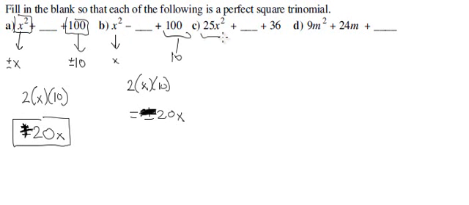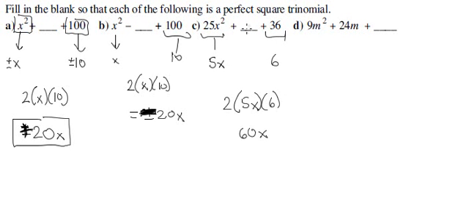Here, the square root is 5x. The square root is 6. So our middle term should be 2 times the first square root times the second square root. 2 times 5 is 10 times 6 is 60x. So 60x, or technically negative 60x, would be okay for that blank.